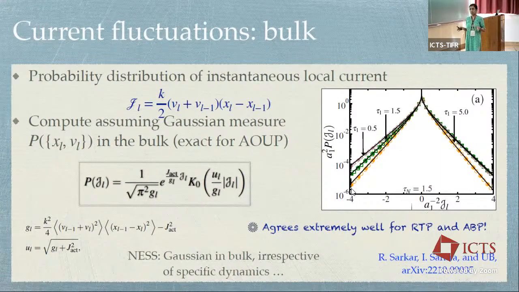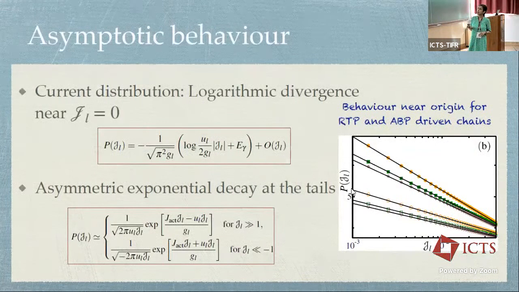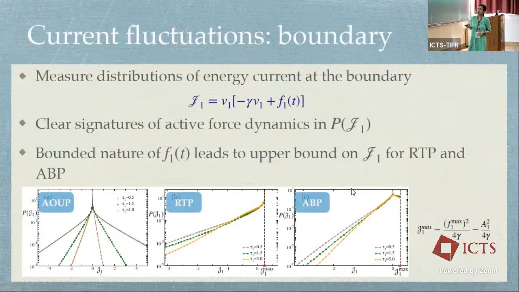As long as it's exponentially correlated, everything is Gaussian. The current has a weird behavior, but apart from that, there is no specific signature of activity except through the width, of course, that depends on tau. Okay, so what about the current fluctuations at the boundary? So far I've been talking about the bulk current. If we now look at the boundary current, we expect to have clear signatures of activity in it.